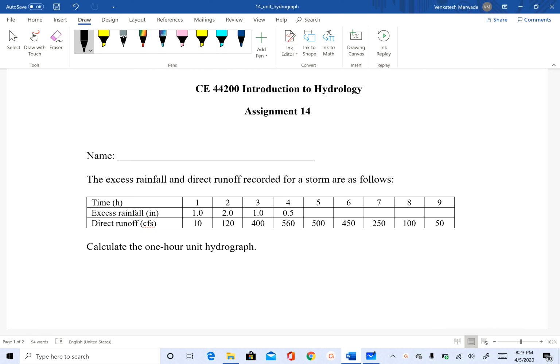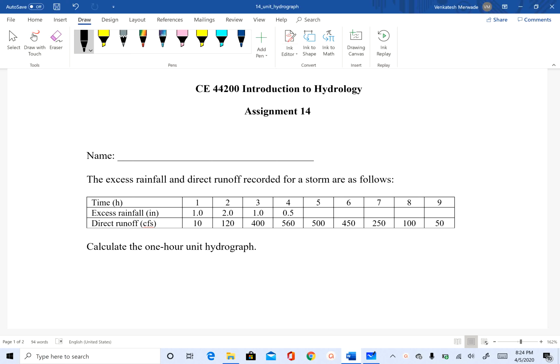Hi everyone, welcome back. So in the last video we looked at the convolution equation. What we are going to do in this assignment is to see how we can use that convolution equation to both derive a unit hydrograph, and then also apply the unit hydrograph to get direct runoff or stream flow hydrograph when we have excess rainfall information.